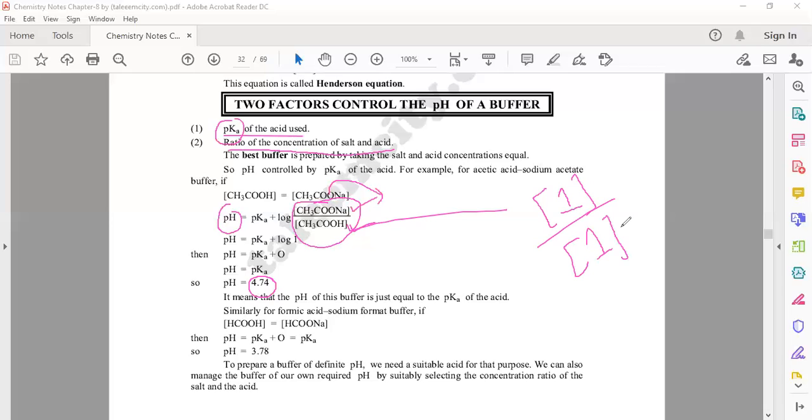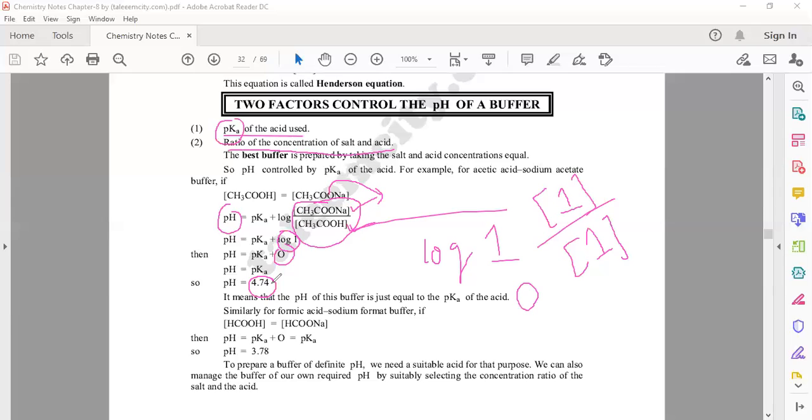So both the concentrations are the same. Due to that, 1 divided by 1 will be 1, so log 1 will be equal to 0. If you calculate log 1 on your calculator, you can see that log 1 is equal to 0. So here you can see 0 is written instead of log 1. The pKa of acetic acid is 4.74.